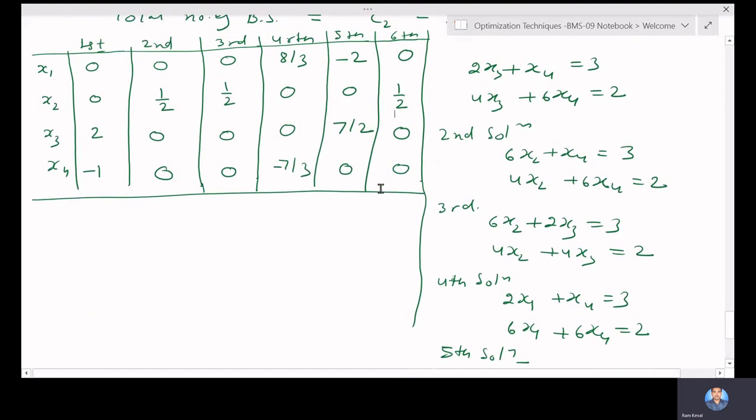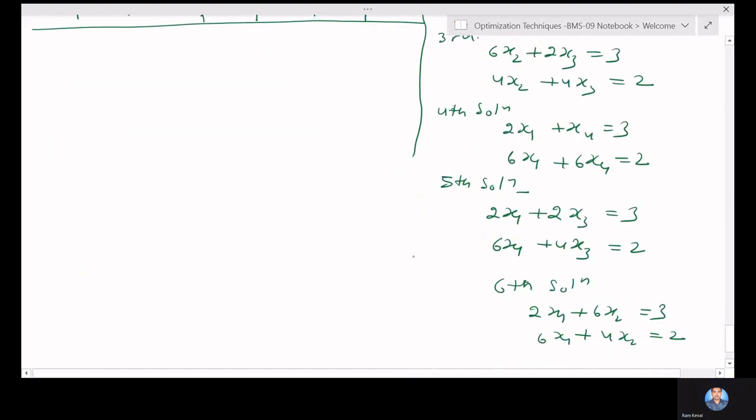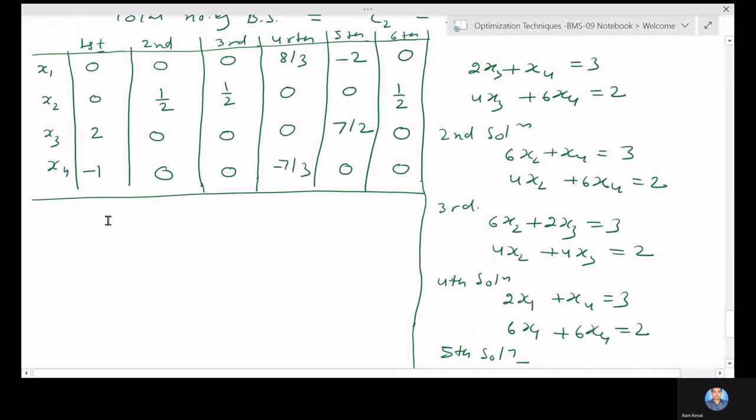So now we want to discuss the nature of all these solutions. For the first solution, we get one variable negative, so we can say here it is an infeasible solution. So the first is infeasible, the fourth is also infeasible, and the fifth is also an infeasible solution.